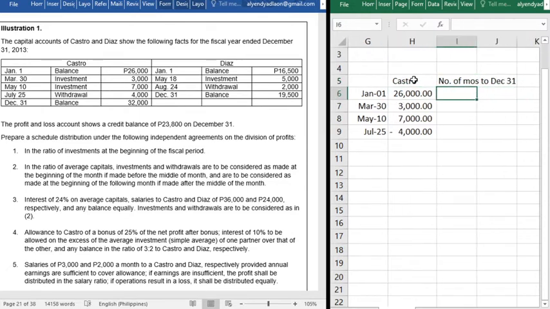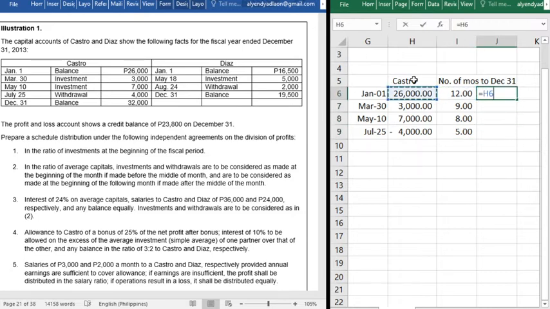So say for example, January 1 to December 31, that is 12 months. March 30 to December 31, that is 9 months. May 10 to December 31, how much is that? May, June, July, August, September, October, November, December, that is 8 months. July to December, that is, I guess, 5 months. We have to consider it as July 31 rather. So we will have to start with August, September, October, November, December, that is 5 months. Okay, is that correct? August, September, October, November, December, that is 5 months.